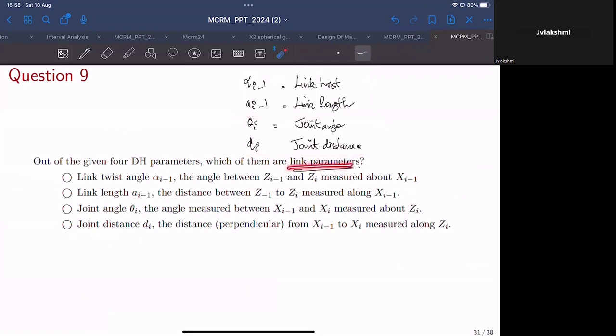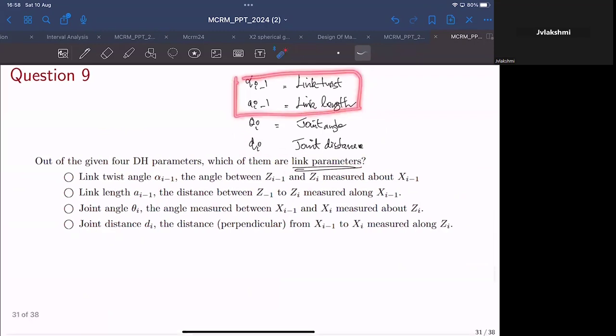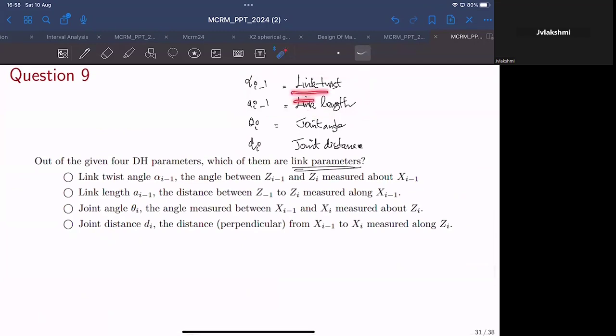So the question specifically asks for link parameters. Obviously these two are link parameters, because one way to remember is they have link in their names: link twist and link length. Link length cannot be a joint parameter because it defines the length of the link, and the length of the link is the distance between adjacent joints. I hope I'm not confusing, but the link parameters are link twist and link length. So the first two options, A and B, are the correct choice.